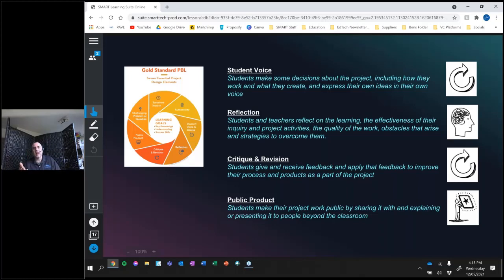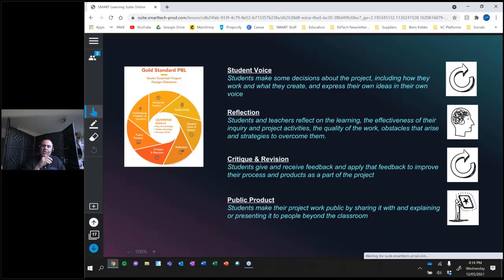And finally, the public product. Students make their project work public by sharing it with, explaining it, and presenting it to people beyond the classroom. PBL is about expanding outside of the walls of the classroom, and that's really important because it brings a level of realism and authenticity to the work. So it's not just happening inside the classroom walls, it's stretching out into something bigger. And the audience is someone who they might not necessarily come into contact with on such a regular basis like they would their classmates.